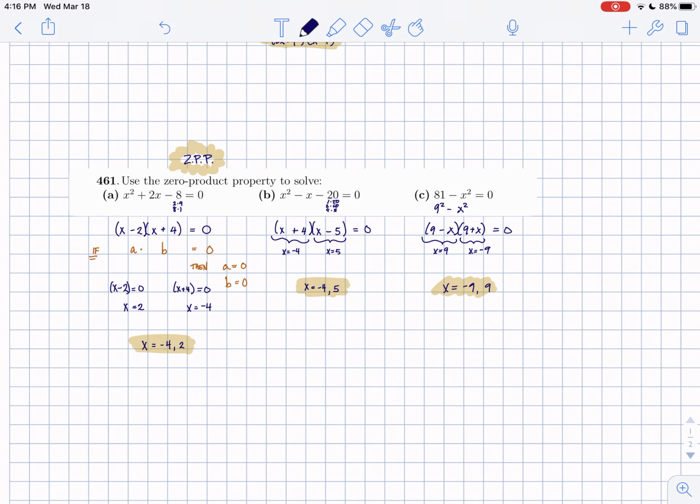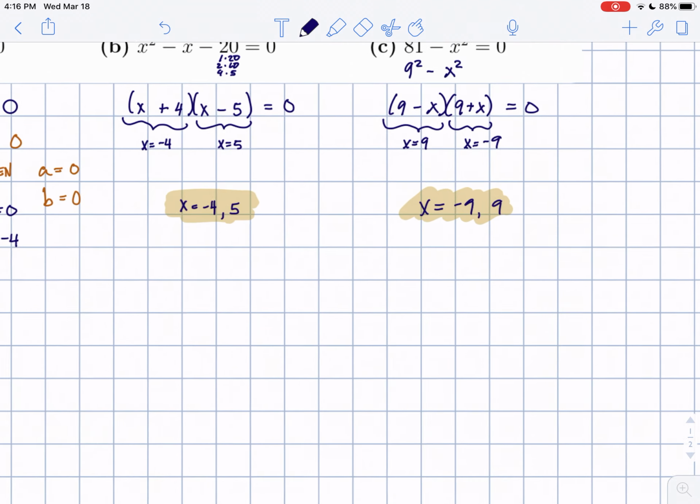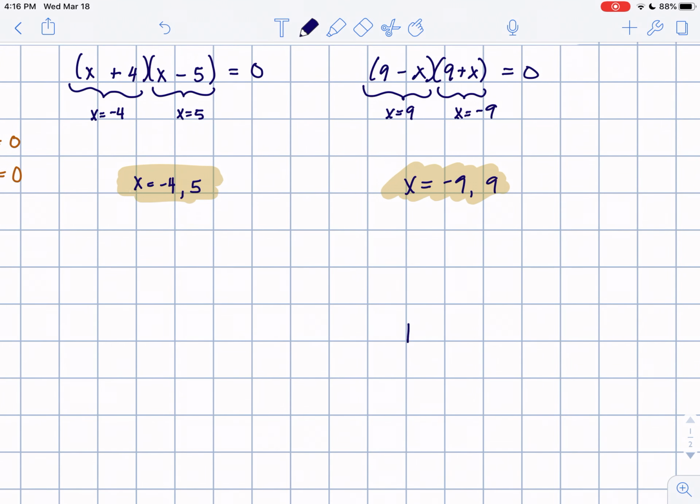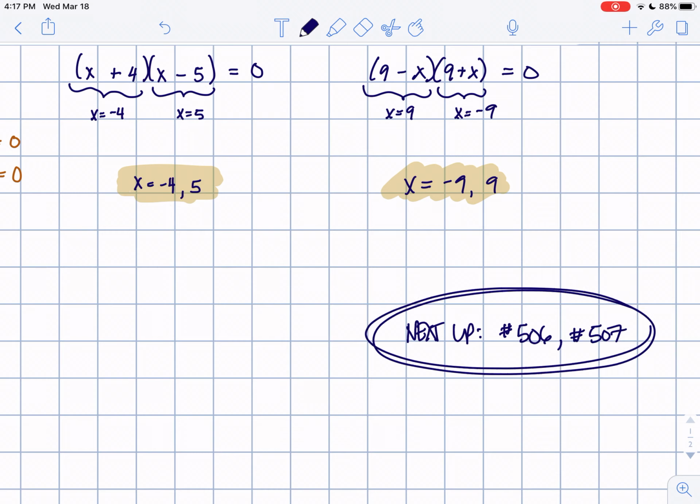The next problems to try out with these ideas. So next up, I want you to work on number 506 and 507. All right, thank you for your attention.